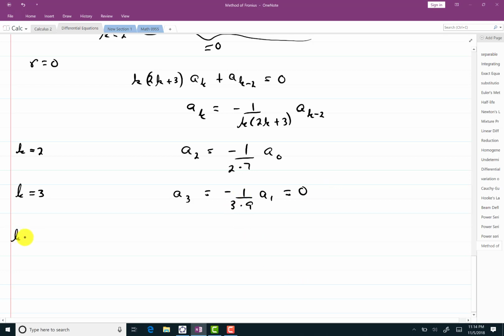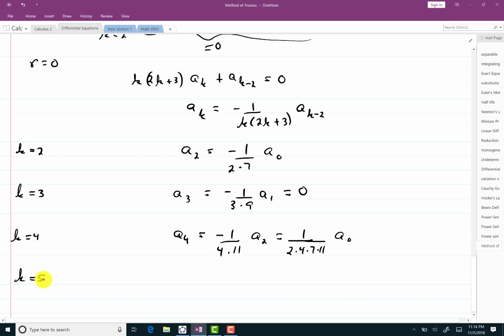Let me go k equals 4. A sub 4 equals negative 1 over 4 times 2 times 4 is 8, 11, a sub 2. But a sub 2, of course, I can rewrite in terms of a sub 0 with a negative there. The negatives will cancel, and it looks like I'll have 1 over 2 times 7 times 4 times 11. So I have 2 times 4 times 7 times 11. Remember, I do this in case a pattern should happen to emerge.